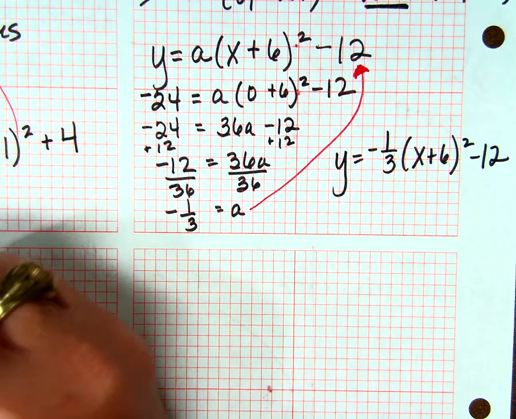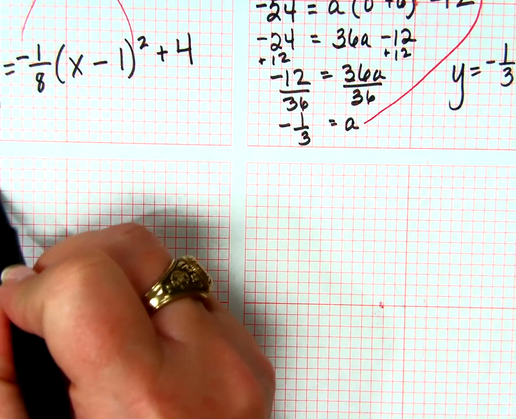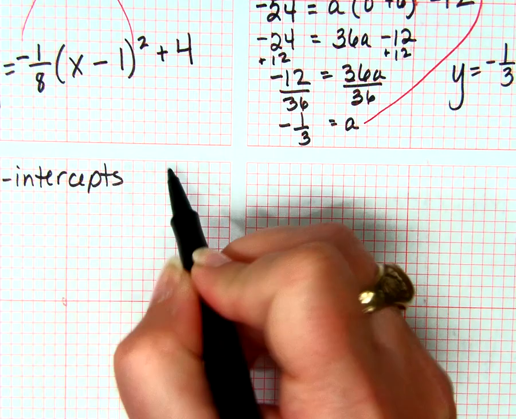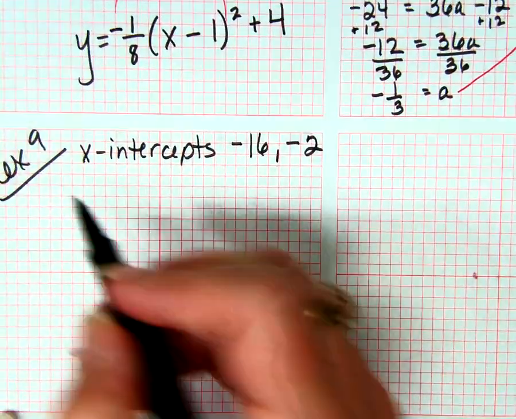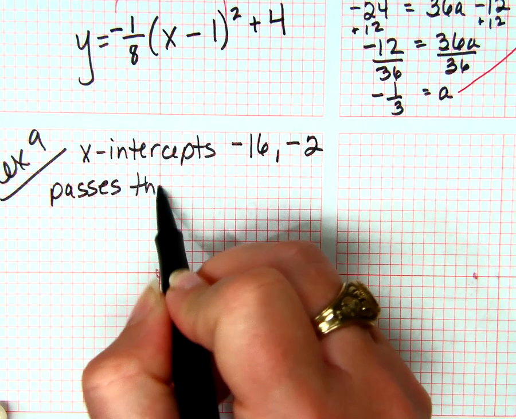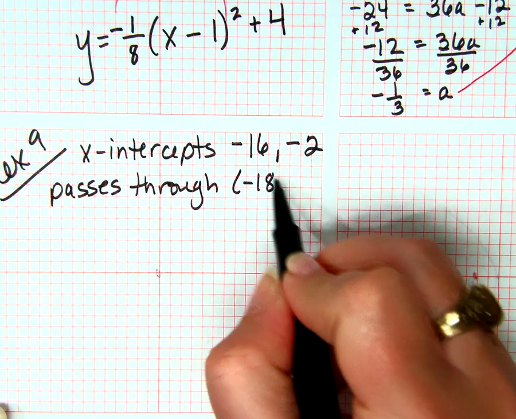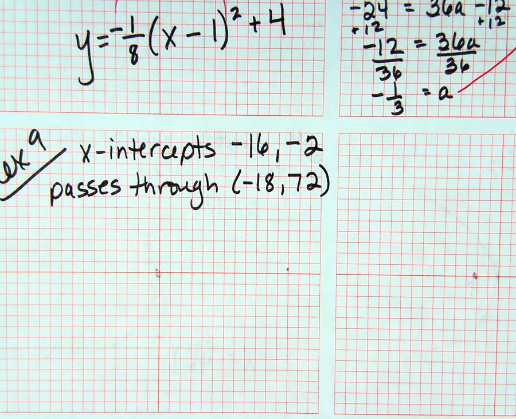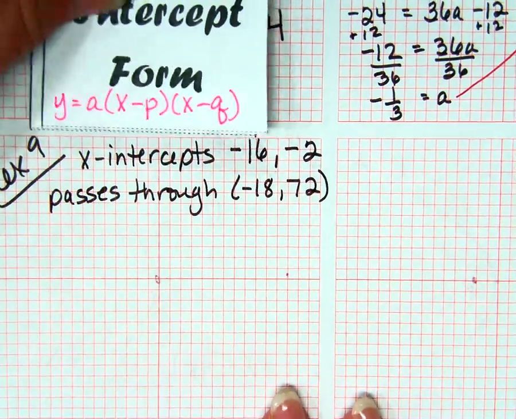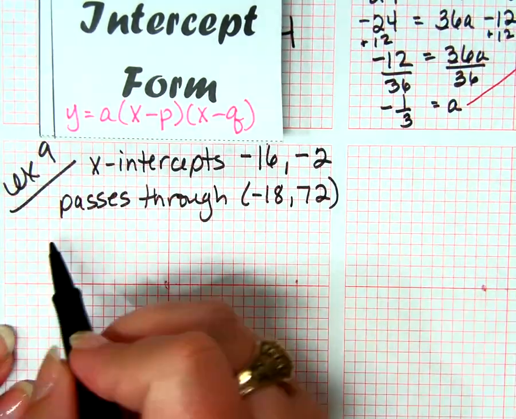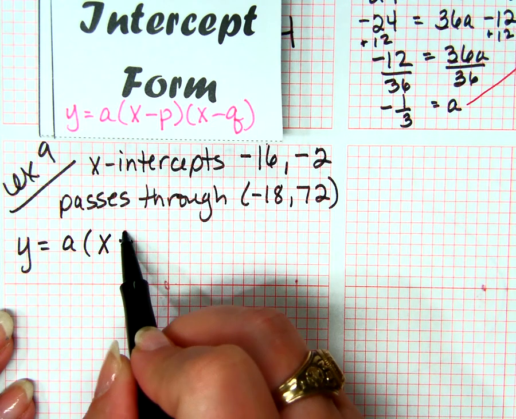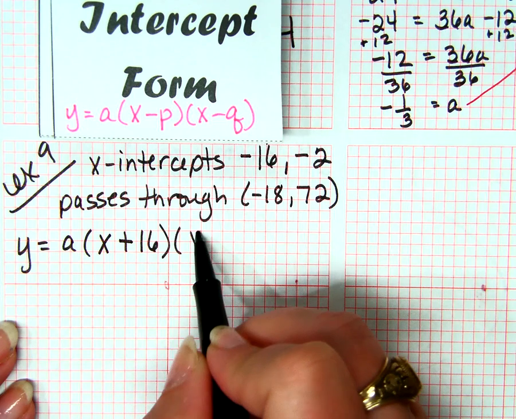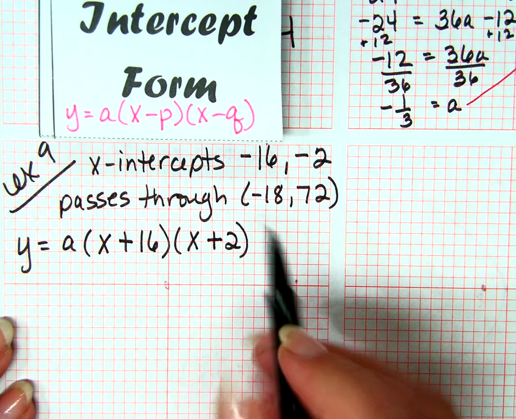Okay. One more example, example 9. I'm going to tell you that the x-intercepts are at negative 16 and negative 2. And it passes through negative 18, 72. Where do you think we should start? If we know the intercepts. Yeah, intercept form for sure. Okay? Y equals a times (x plus 16) times (x plus 2), right? Okay?